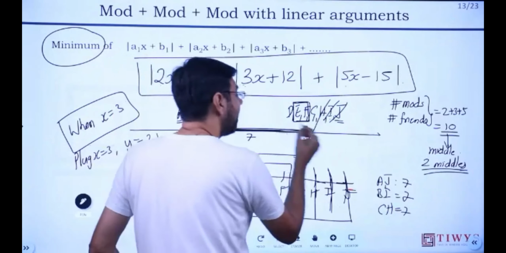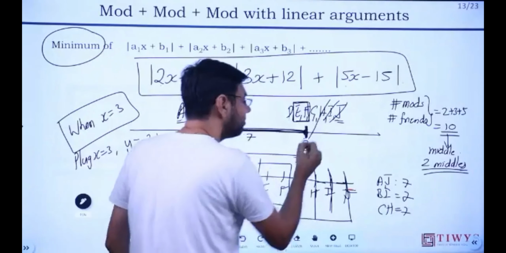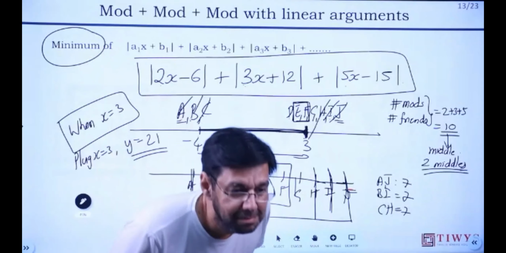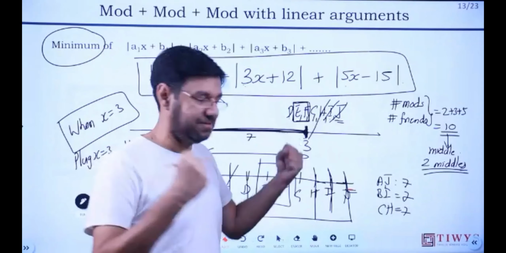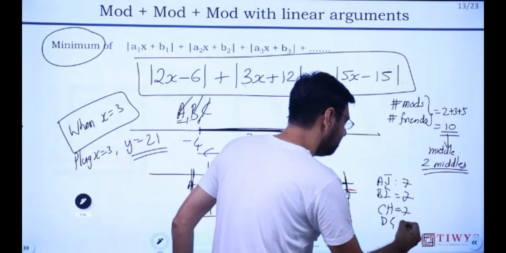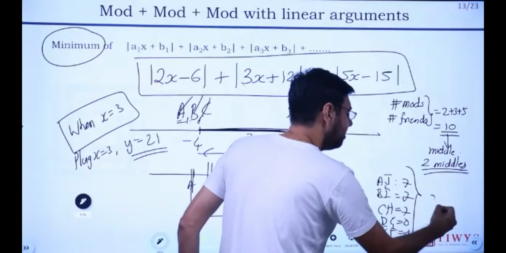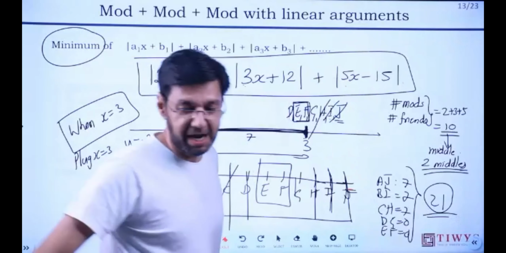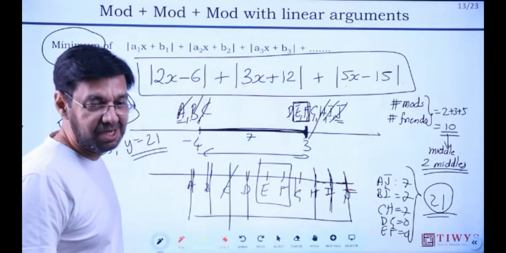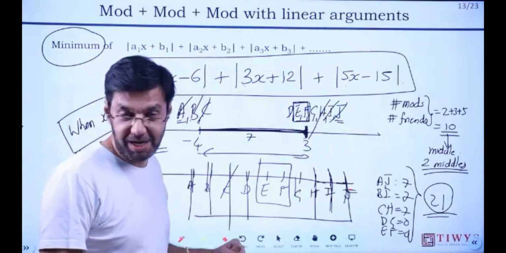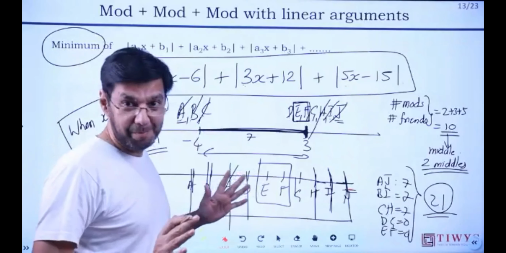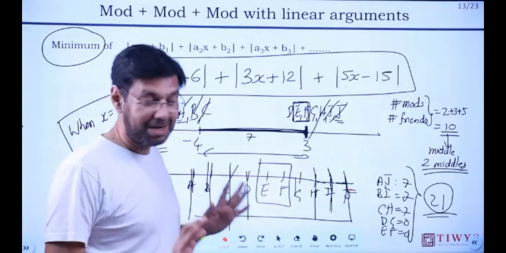D G. Tell me the distance between D and G. Good. D G is 0. E F is 0. Sum of all these distances is 21. Right? Now what is your next challenge? We must not get tired, must not stop, not even take a relief break.